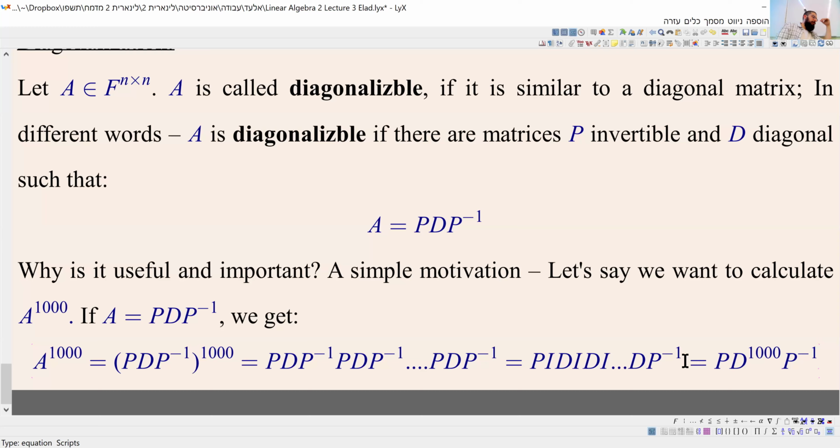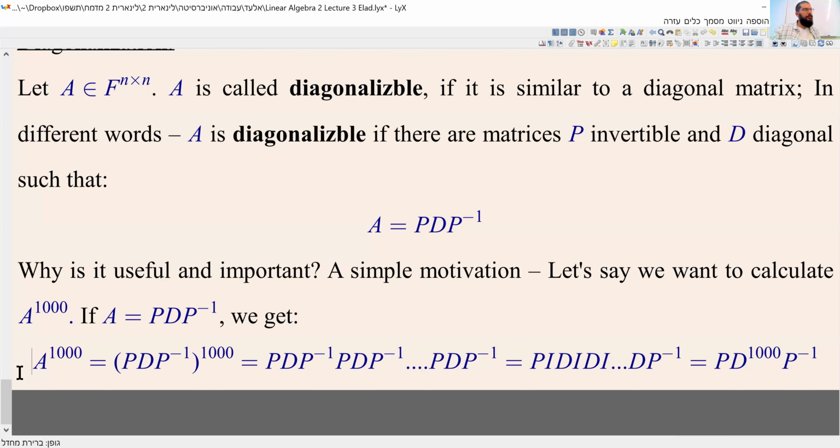So, why is it better? Calculating the power of a diagonal matrix is very easy. We just calculate the powers of every element in the diagonal. So, something like this.